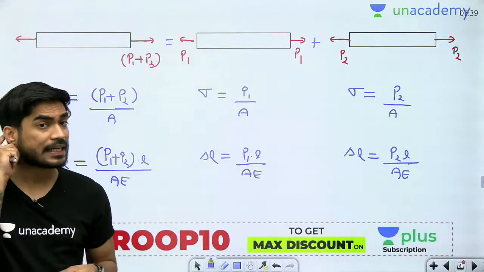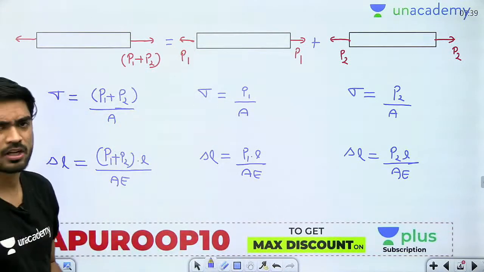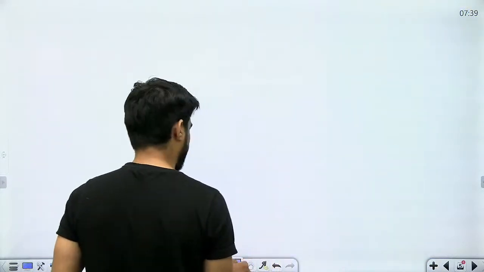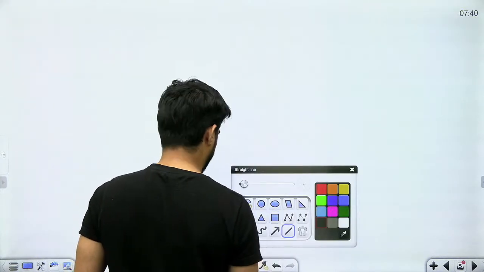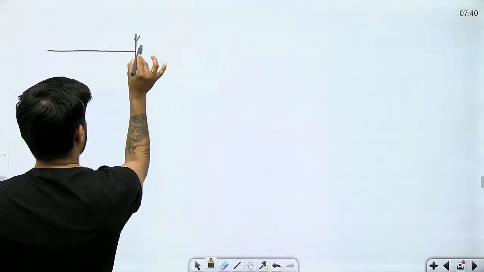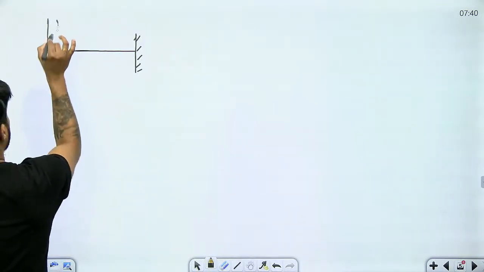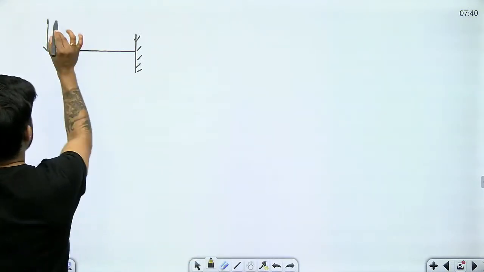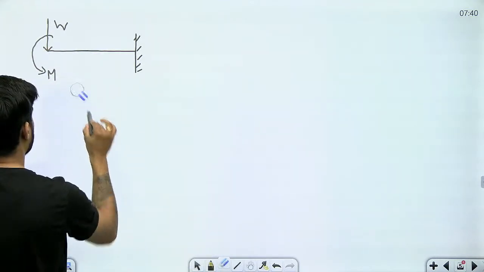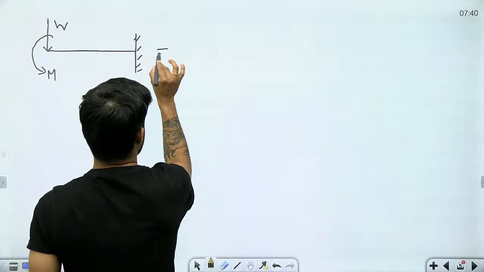Now you might be thinking, can I use this principle in other loading conditions? This is the bar subjected to axial load. What about transverse loads? So yes, of course, this principle can also be applied in case of transverse load. आप इस principle को transverse load के case में भी use कर सकते हैं. For example, let's say we have a beam which is subjected to a load W as well as a moment M. Let's say we have a cantilever beam subjected to a load W as well as a couple M.